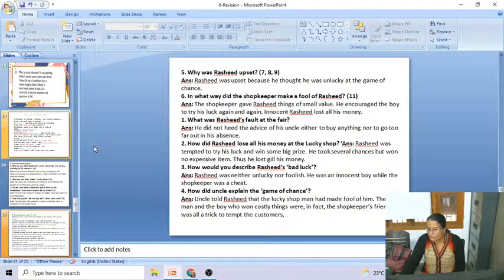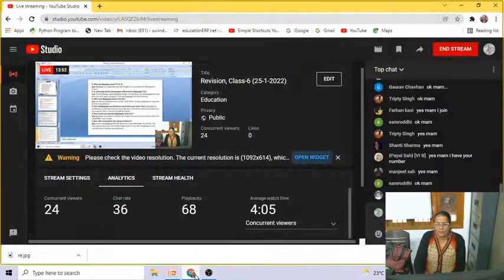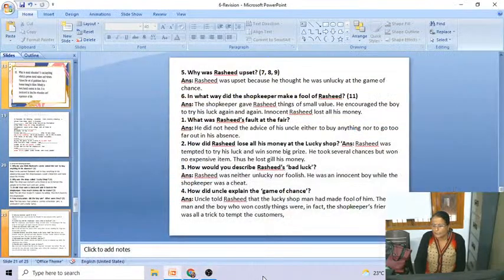Okay, madam. What is the meaning of okay, Abhishek Chaudhary? Rashid's uncle told him not to buy anything in his absence. Right? Why? That is the question.